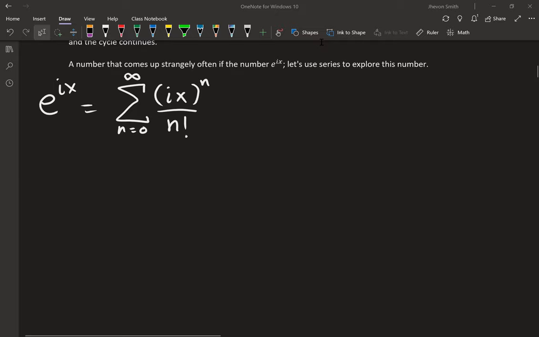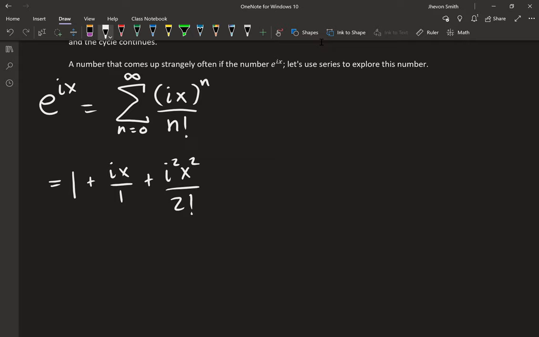Okay. So we can do that. Now, notice what we can do. Let's start writing out some terms. Plug in n equals 0, you get 1. Plug in n equals 1, you would get ix over 1. Plug in n equals 2. You get i squared x squared over 2 factorial. Plug in n equals 3. i cubed x cubed over 3 factorial.